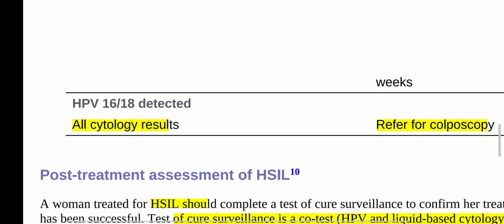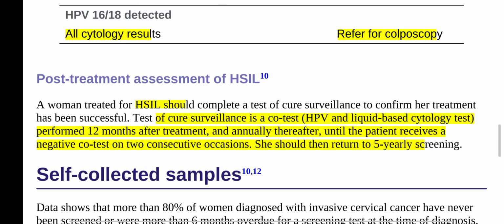So for all cytology results, even if the liquid based cytology results are negative, but screening is showing HPV positive for 16 and 18, we have to refer those patients for colposcopy for further investigation. This is a very important point. Now here they have mentioned the test of cure. So what is test of cure?